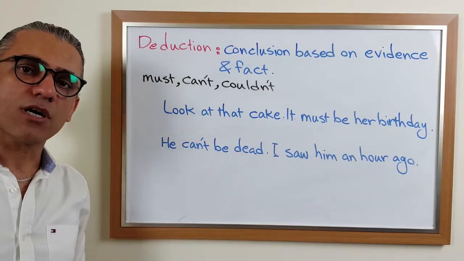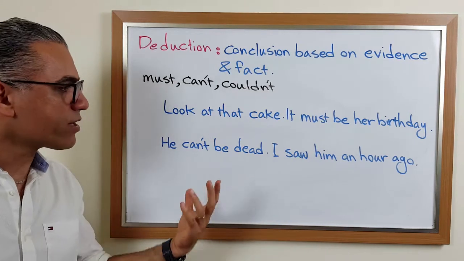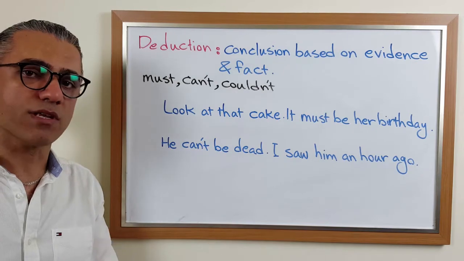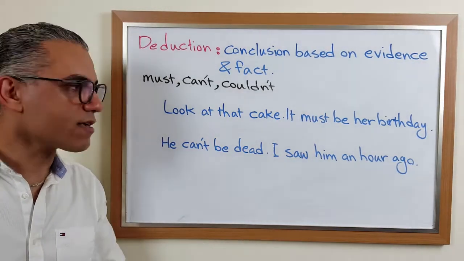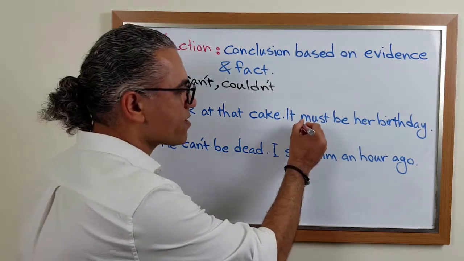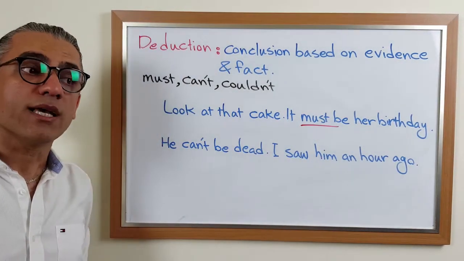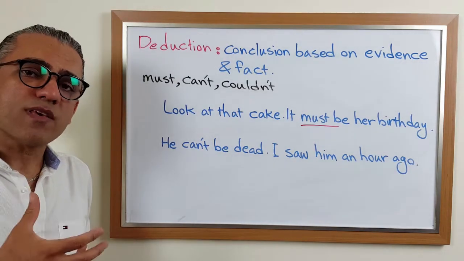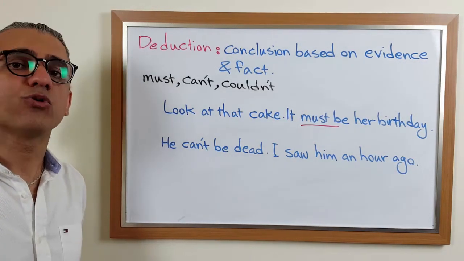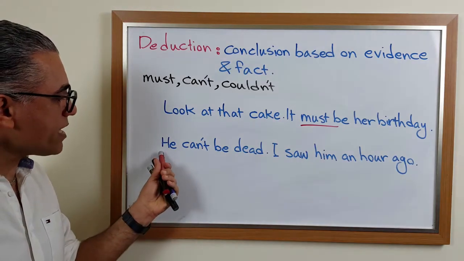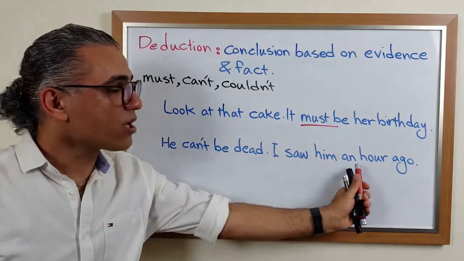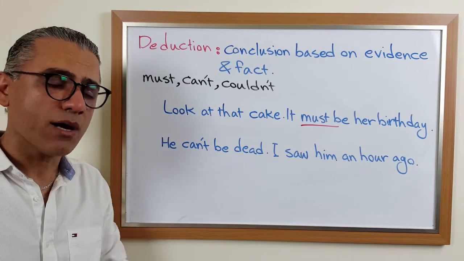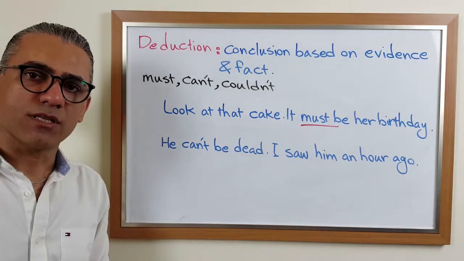We have positive deductions and negative deductions. For example, sometimes you say something is the case. You are sure based on the evidence, you are sure something is the case. We use must. For example, we say, the lights are on, they must be home. But sometimes we want to say something is not the case or could not be the case. For example, we say, he can't be dead. I saw him an hour ago. It means it's impossible for him to be dead because I saw him an hour ago. We call it negative deduction.